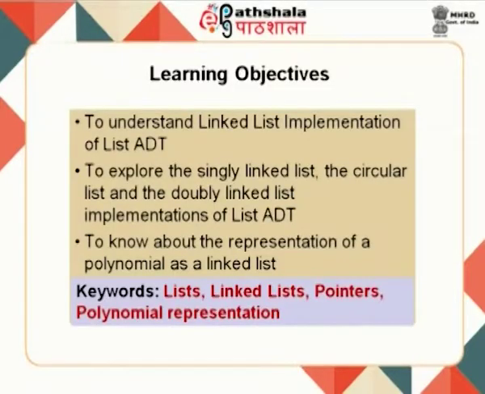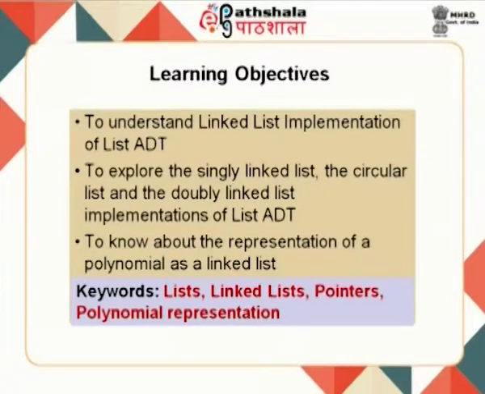Learning objectives of this module are to understand the linked list implementation of the list ADT, to explore the singly linked list, circular list and doubly linked list implementation of the list ADT and see the pros and cons of each implementation, and to know about the representation of polynomial as a linked list. Here we do a slightly different variation, where we talk about how a polynomial is represented as a linked list, and talk about the polynomial as an ADT.